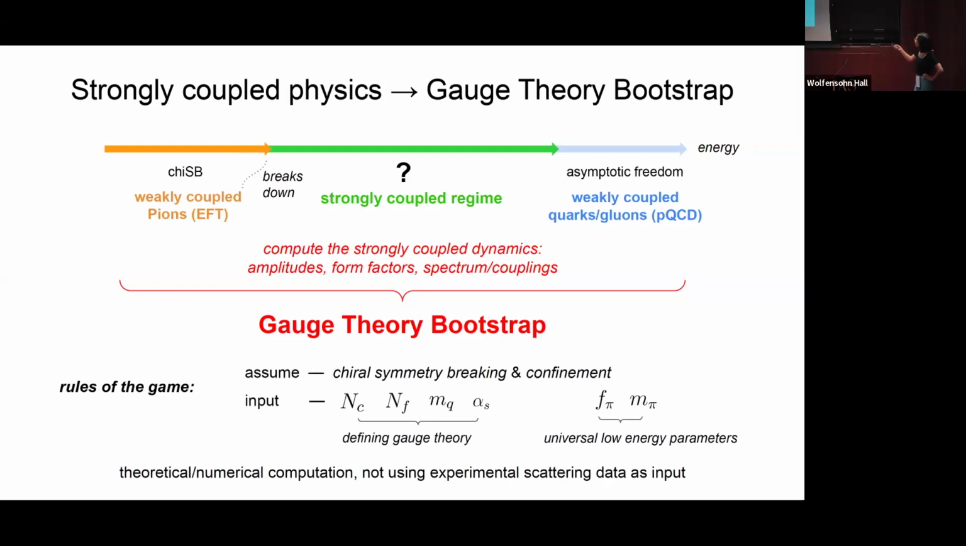We're going to assume chiral symmetry breaking and confinement. These are important properties of QCD that we eventually want to be able to prove, but for the moment, we're going to use them as assumptions.